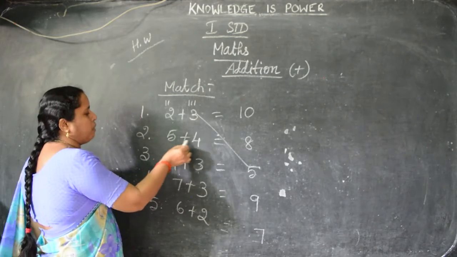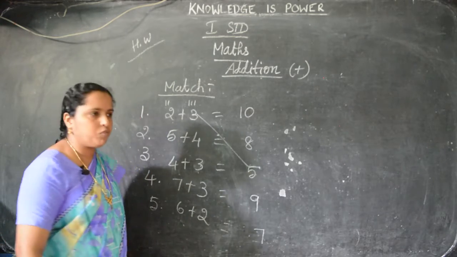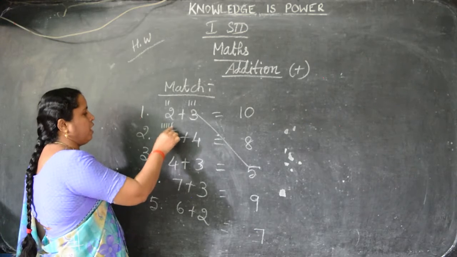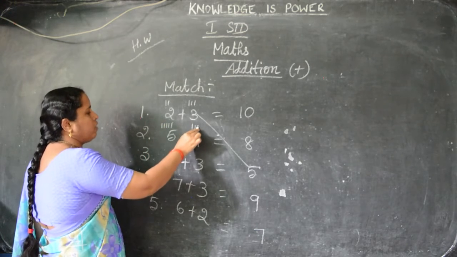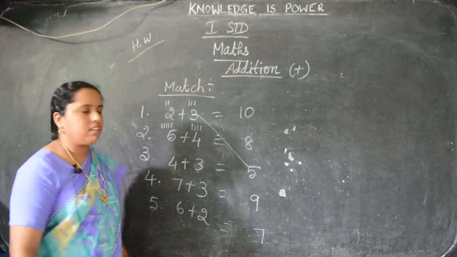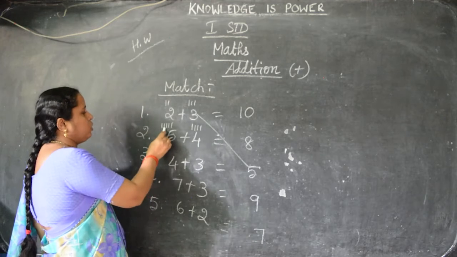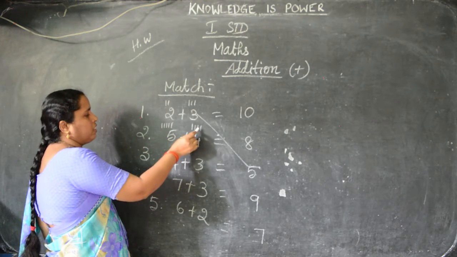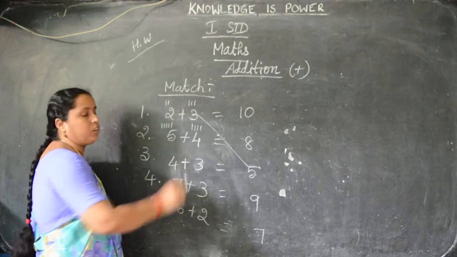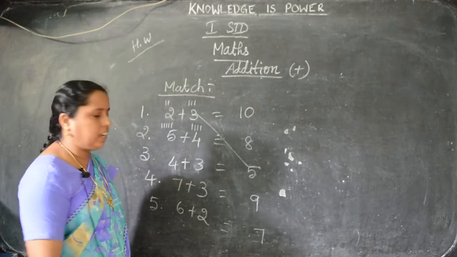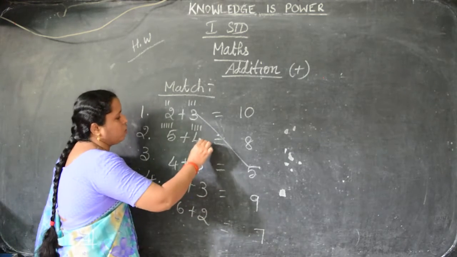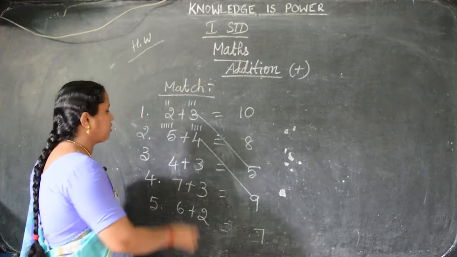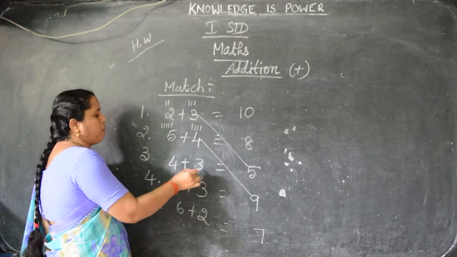Next 5 plus 4. You should add 5 plus 4. For 5, 5 lines. 1, 2, 3, 4, 5. For 4, 4 lines. 1, 2, 3, 4. Count and say 1, 2, 3, 4, 5, 6, 7, 8, 9. 5 plus 4 is 9. So where is 9? 9 is here. So you should match here 9. Understand, children?